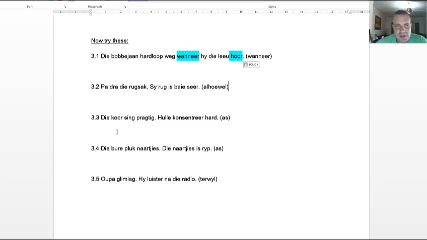Pa dra die rugsak. Sy rug is baie seer. Dad carries the backpack. His back is very sore. Although, alhoewel. You've got to go, alhoewel, I've learned this. Group 3. Put it in there. Is can't be there. Is can't be near. Cannot be anywhere near it. It's got to be at the end of the sentence when I put alhoewel in there. Okay. Makes sense?